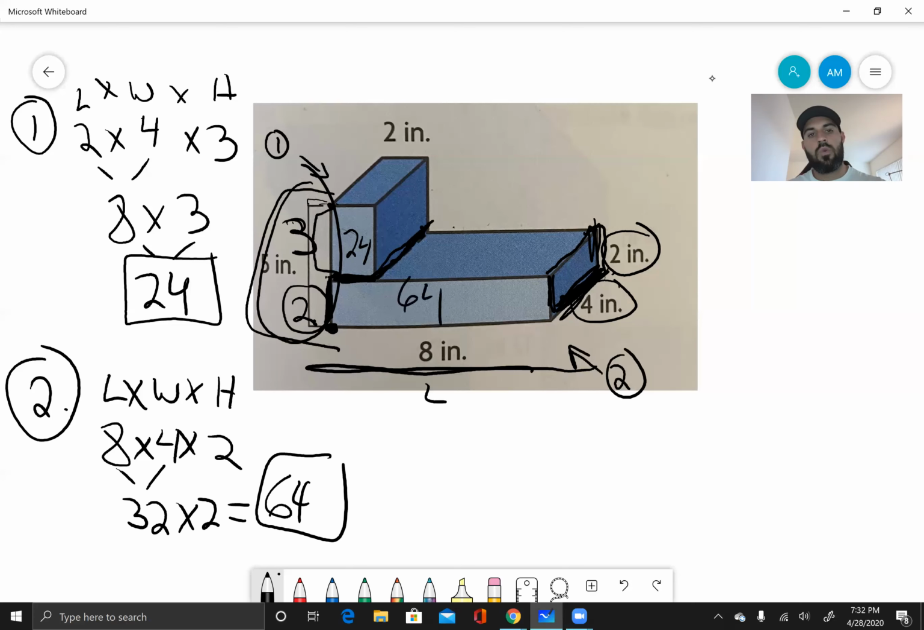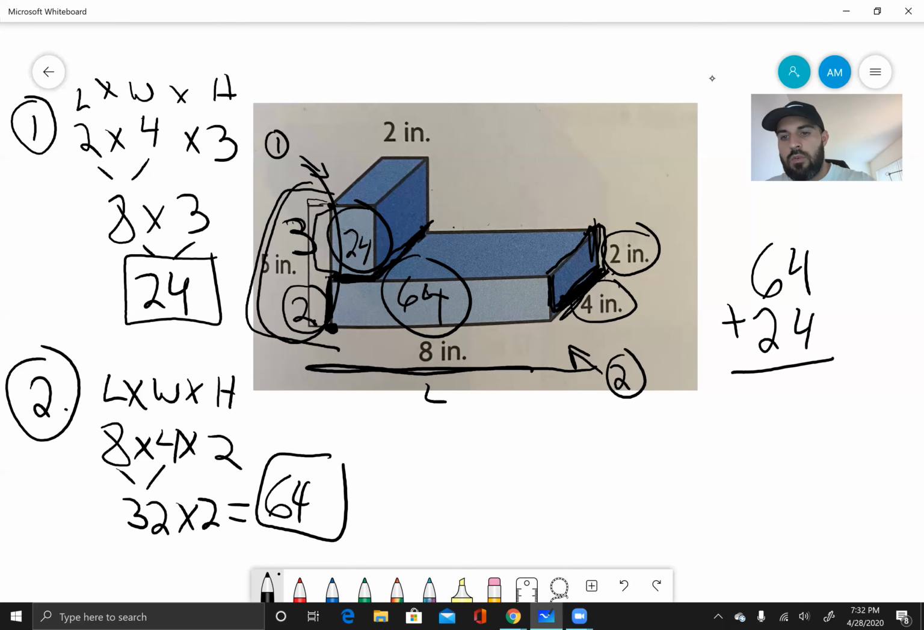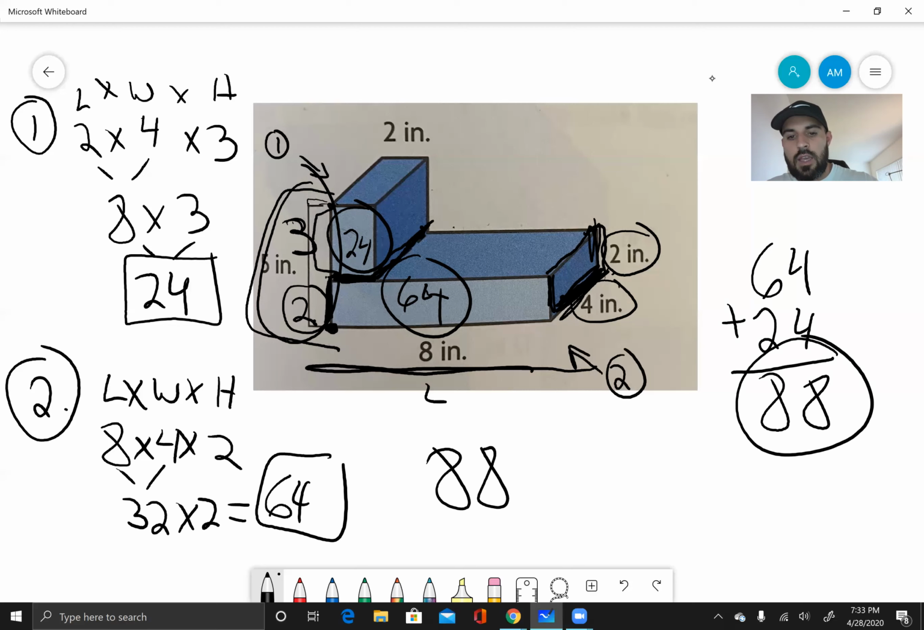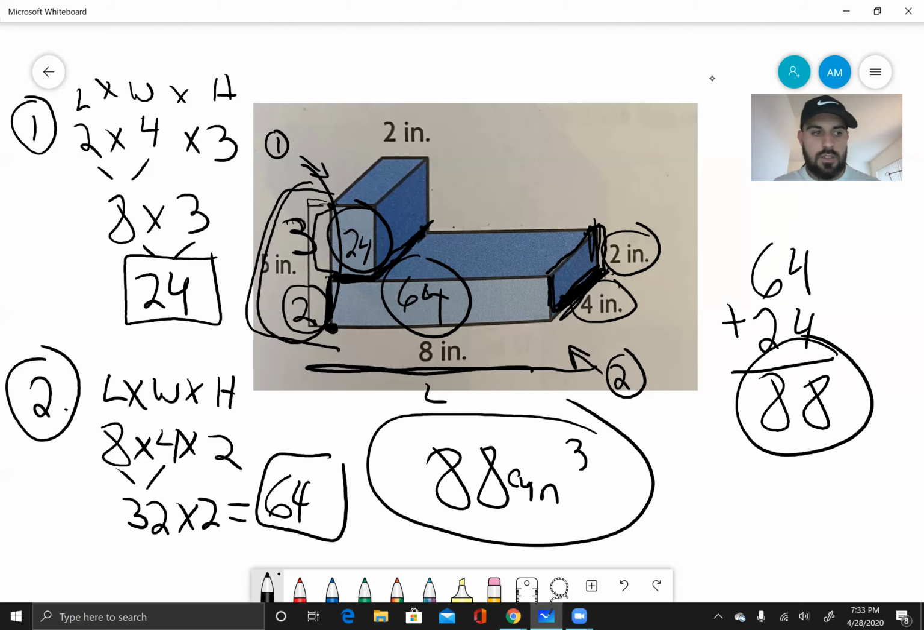So I have figure 1, which is 24 cubic inches, and I have figure 2, which is 64 cubic inches. So now to find the total volume, I just need to add them. 4 plus 4 is 8, 6 plus 2 is 8. So I have a total volume of 88 cubic inches. But for the class you can just put the numbers, just to make it more efficient.